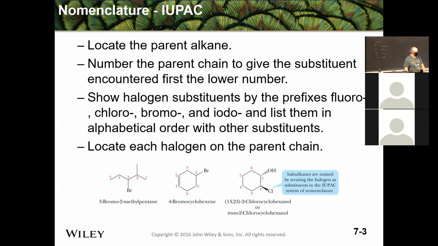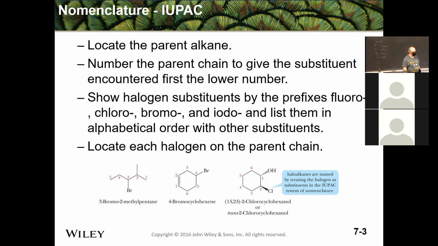Right, so this one down in the lower left, we'd start numbering from the right because the methyl is a substituent that's encountered first. So it's 3-bromo-2-methylpentane. We list the substituents alphabetically.